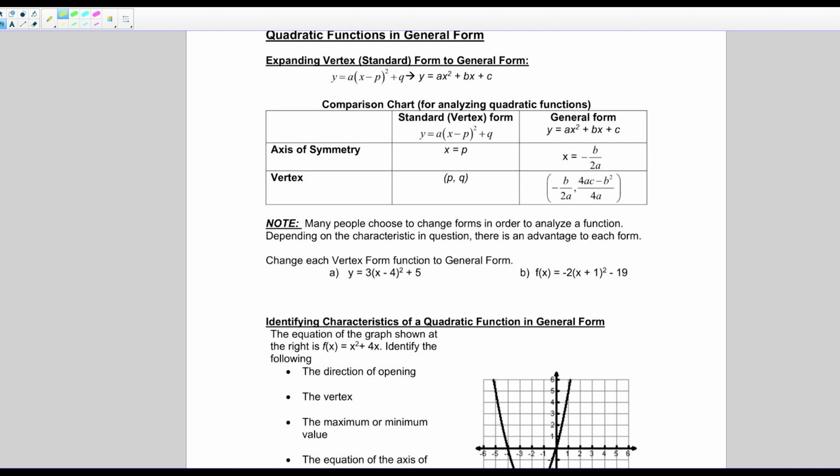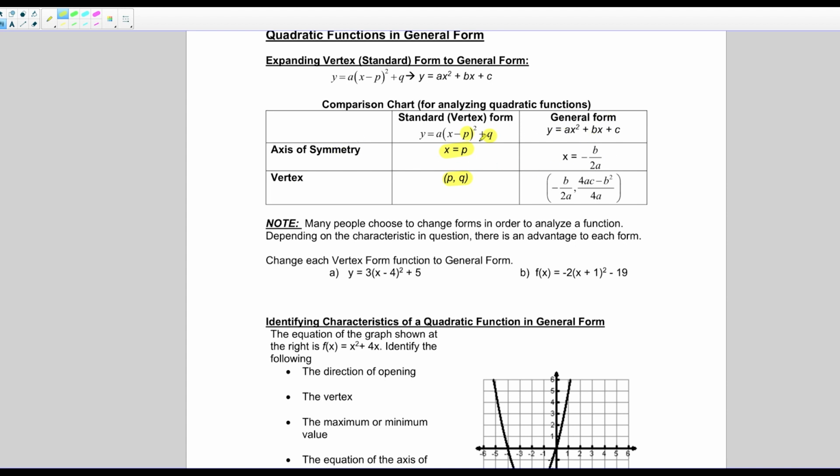So with vertex form, we've already talked about the vertex, or the axis of symmetry rather. So x is equal to p, that just comes straight from your p value. And your vertex is just your p and q. Very, very straightforward. Vertex form tells us what the vertex is, which is fantastic. In general form, though, this is where it gets a little bit nutty.